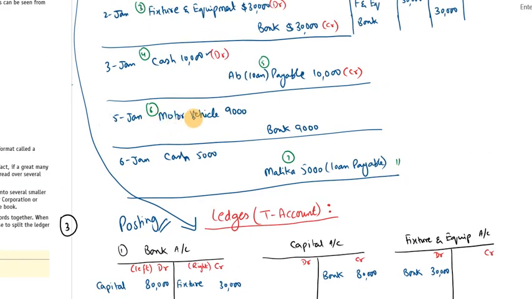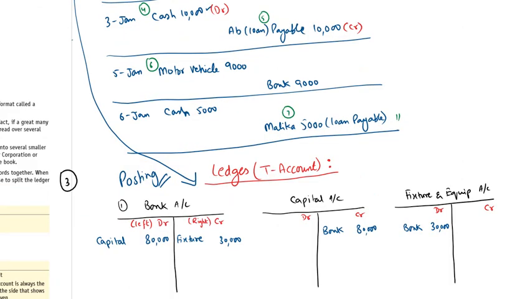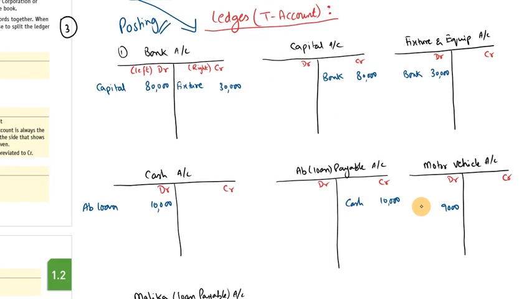Second last entry is motor vehicle debit, bank credit. Motor vehicle debit, we will write 9,000 in the debit side of motor vehicle against which accounting head? Against bank. So it means motor vehicle debit 9,000 against bank. It means bank will credit against motor vehicle. Bank will credit against motor vehicle by 9,000. So we write vehicle.